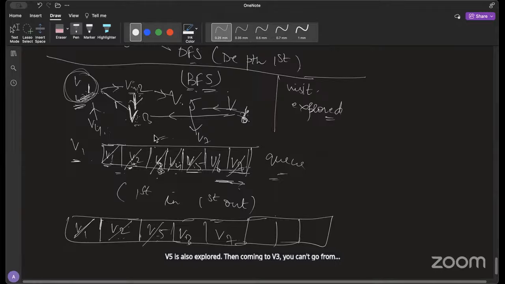you can't go anywhere from V3, right? That's also explored. Then you have V7. From V7 also you can't go anywhere. That's also explored. That means from V1, the only reachable vertices are V2, V5, V3, and V7. Now all the ones that are left, V6 is left, V4 is also left. That means these vertices you can't reach from V1.